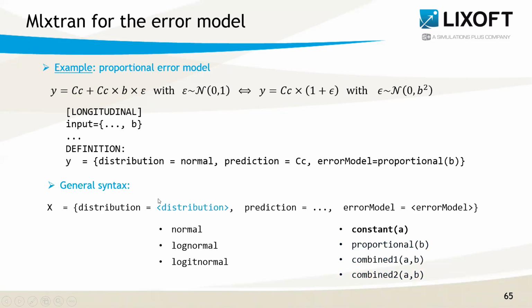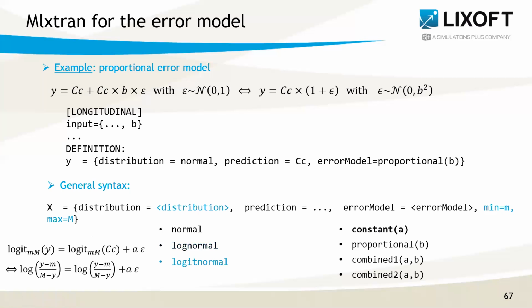And then we can also choose different types of distributions. So if I look at the log normal distribution combined with the constant error model, then it would look like this, which is equivalent to this. And this is actually also called an exponential error model. And I can also have a logit normal distribution, which is convenient when you want to have your observations within two bounds. Here the bounds are small m and capital M, and the formulas look like this.